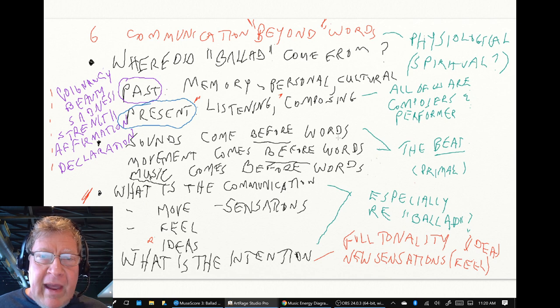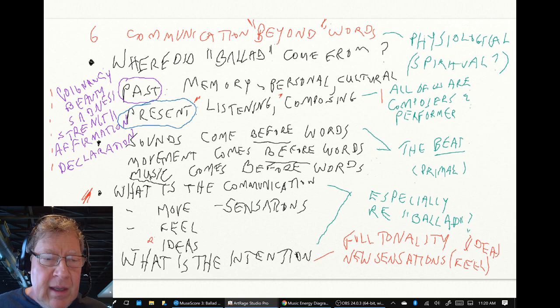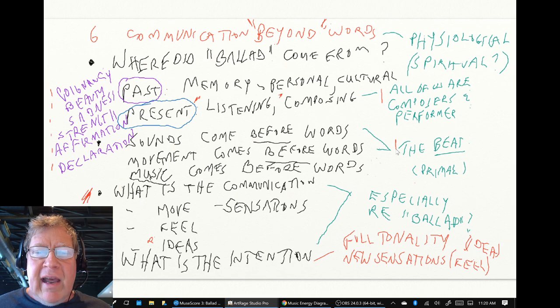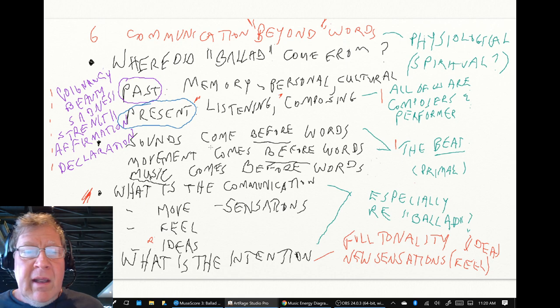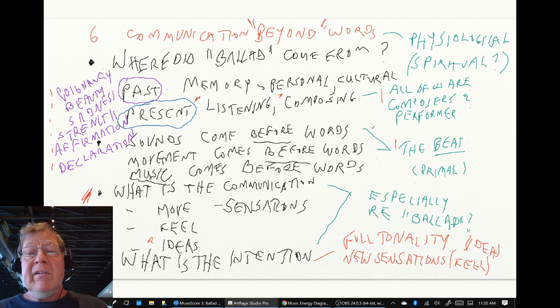But we're no longer in the past, we are in the present. We are all composers and performers. What is the communication and what is the intention? That's our question. When we say communication beyond words, we mean that music is in some sense primal. It's the beat, it's the movement and the sound. And movement and sound came before words in our human development, and music, which has movement and sound as key energy factors, in some sense comes before words or side by side with words.